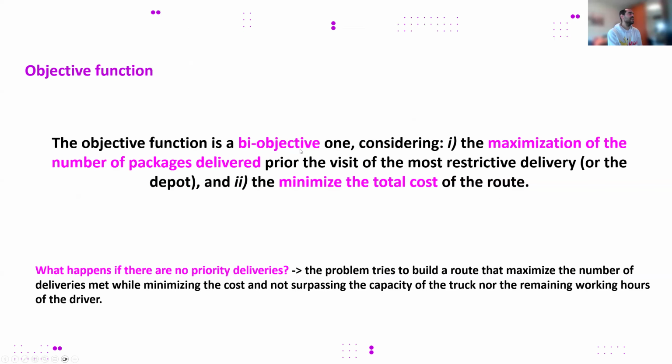So the main objective function of our problem, the problem that the quantum computer solves, has two different objectives. The first one is to maximize the number of packages delivered prior to the visit of the most restricted client, and the second is to minimize the cost or the distance of the route. So, different demonstrations.